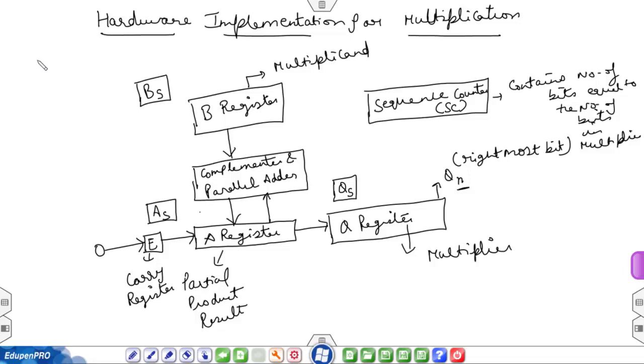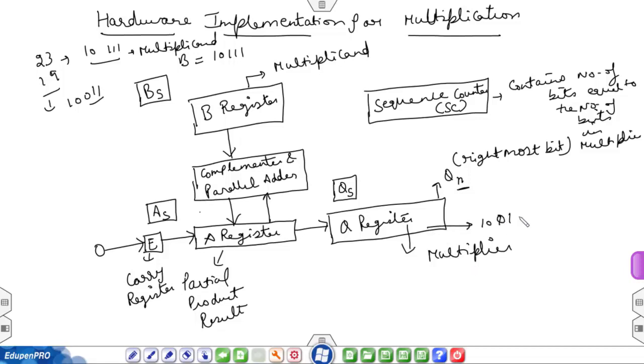Suppose we have the example of 23 and 19. The binary of 23 was 10111 and it is the multiplicand, so it will be stored in the B register. We can see that B is equal to 10111. The binary of 19 is 10011. This is the multiplier, so it will be stored in the Q register. Initially Qn will be equal to 1. So Q will be equal to 10011 and Qn, the rightmost bit, will be equal to 1 here.